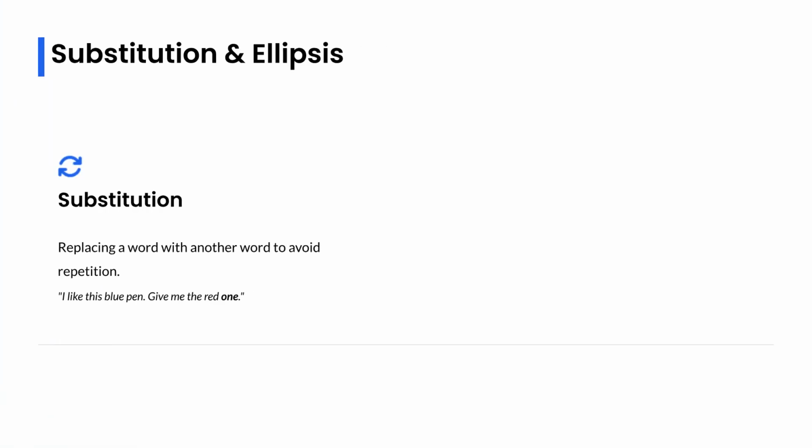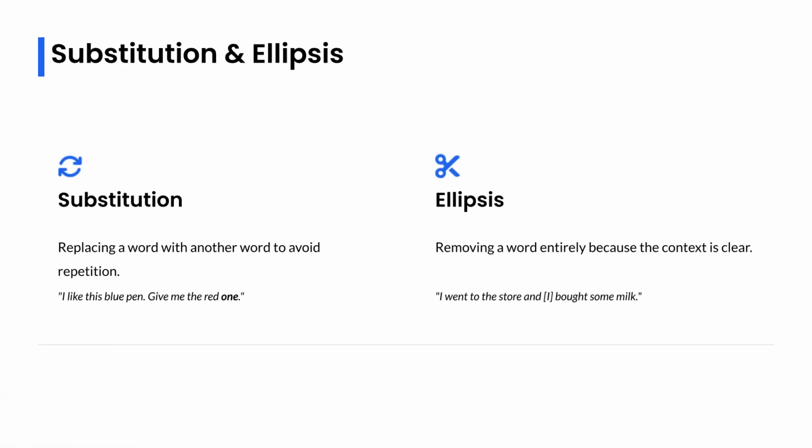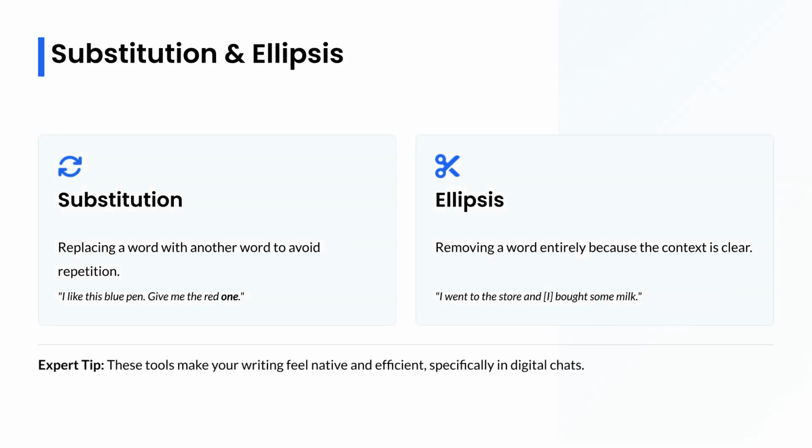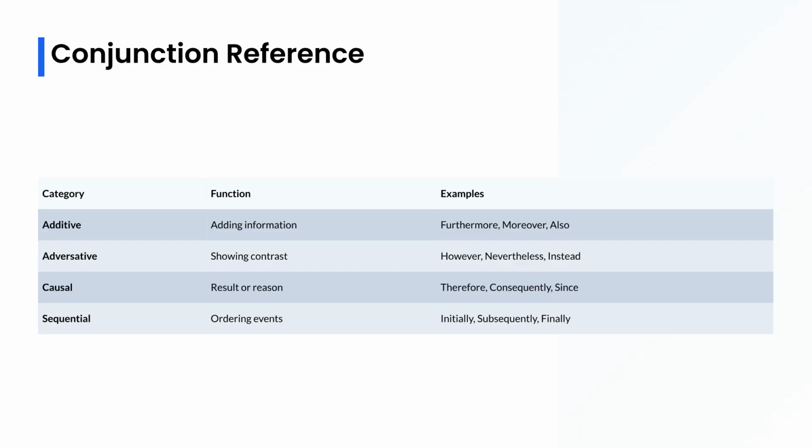Substitution means replacing a word to avoid repetition, while ellipsis is removing a word when the context is clear. Expert tip: these tools make your writing feel native and efficient, especially in digital chat. Conjunctions are transitional words that add information, show contrast, express result or reason, or order events. Review this table for examples like furthermore, however, therefore, and initially.